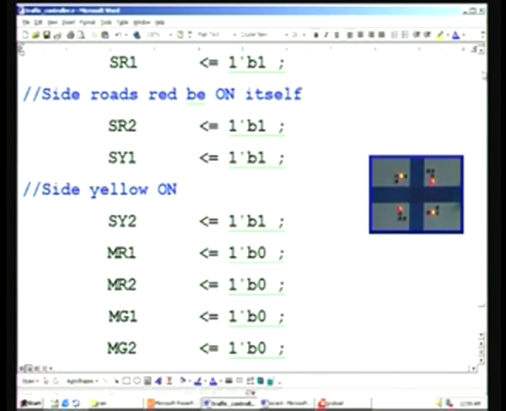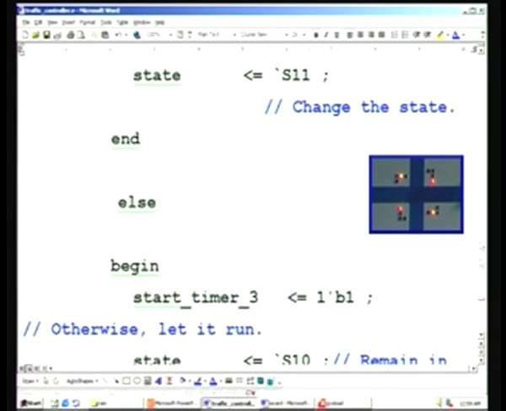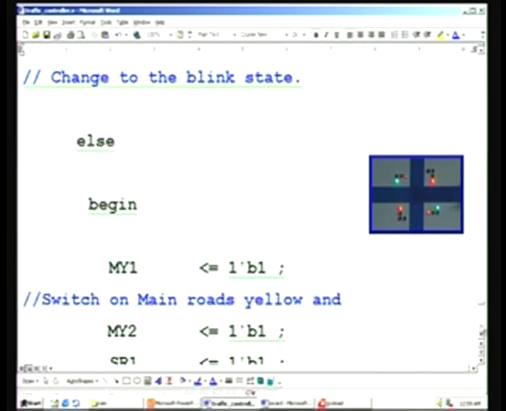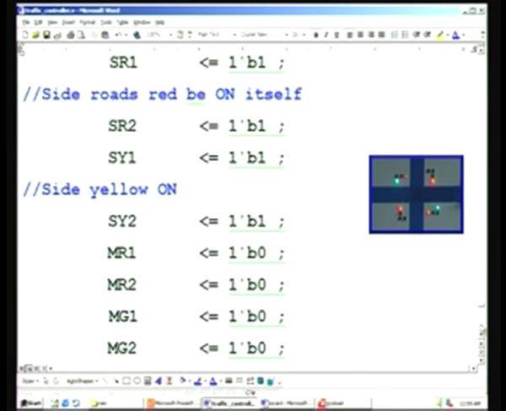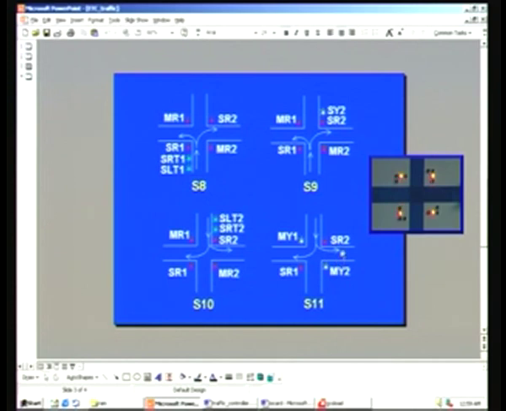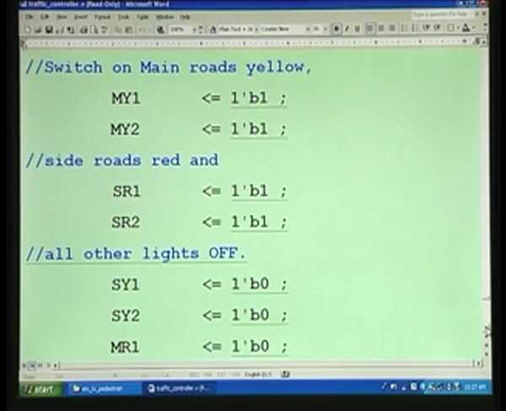This is for S11 case. I think this must be 0, right? S11, isn't it? So we will just correct this here. This is 0. This is also 0. Okay, next one is, we will just go through this, and all other lights are off.